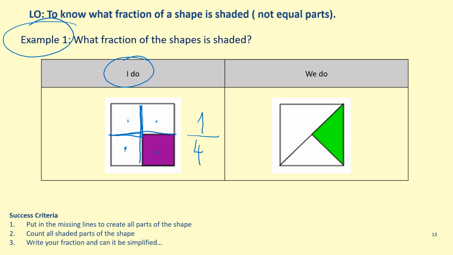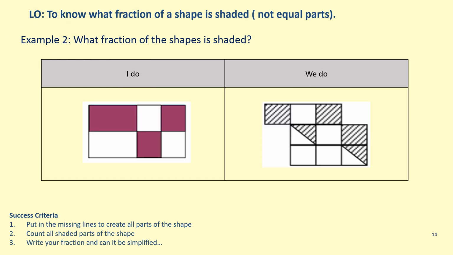Now pause this video and do we do. Okay, so what you should have done is to put this line in here. There are 4 equal parts. One of them is shaded. So 1 shaded out of 4 equal parts. It cannot be simplified.